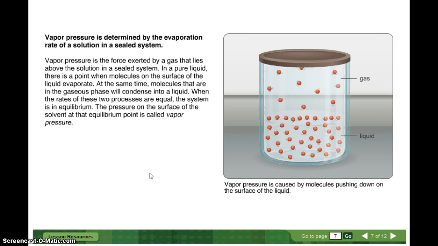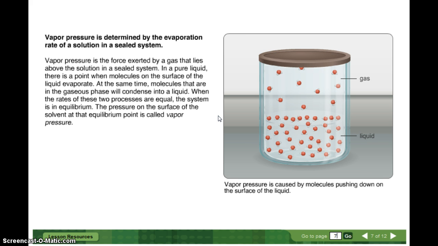Vapor pressure is determined by the evaporation rate of a solution in a sealed system. Okay, so remember, evaporation happens at all temperatures when a substance is a liquid. Basically, the molecules are bouncing around, and when they get to the top, woohoo, they become free and they become a gas. Vapor pressure is the force exerted by a gas that lies above the solution in a sealed system. So it's the pressure of this gas because we have a sealed container, and this gas is over top the solution.